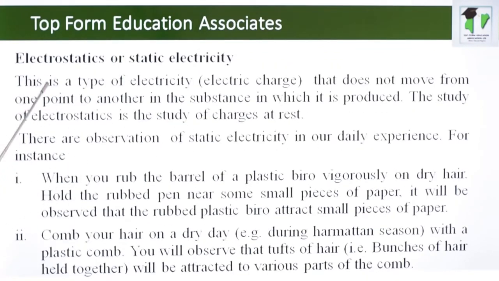Now I want to go to electrostatics or static electricity. This is a type of electricity or electric charge that does not move from one point to another in the substance in which it is produced. They don't move, they don't flow. Just like we have electric current flowing through a wire, these ones do not flow. So we call them static electricity. The study of electrostatics is the study of charges at rest.